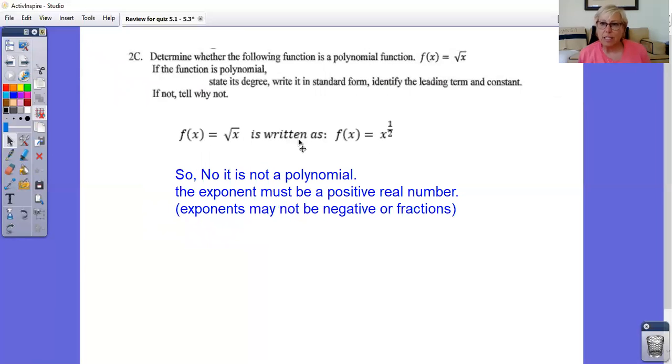In this next example, the square root of x, that is not a polynomial. The square root of x can be written as x to the 1/2. And so remember, with a polynomial, the exponents are not allowed to be negative or fractions. And remember, fraction and rational mean basically the same thing. So this is not a polynomial.